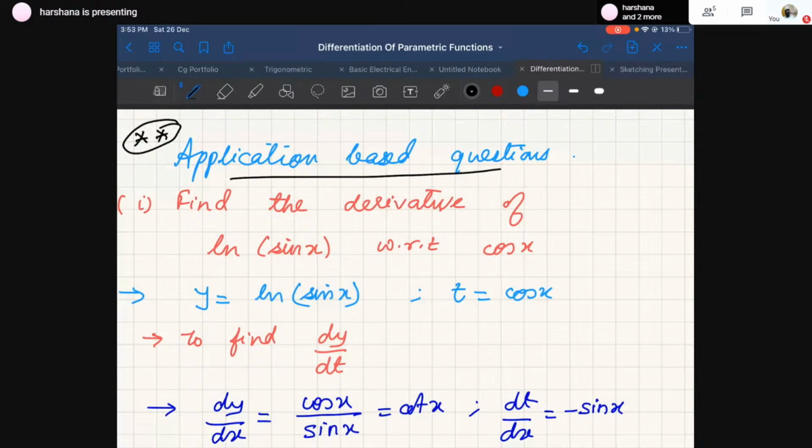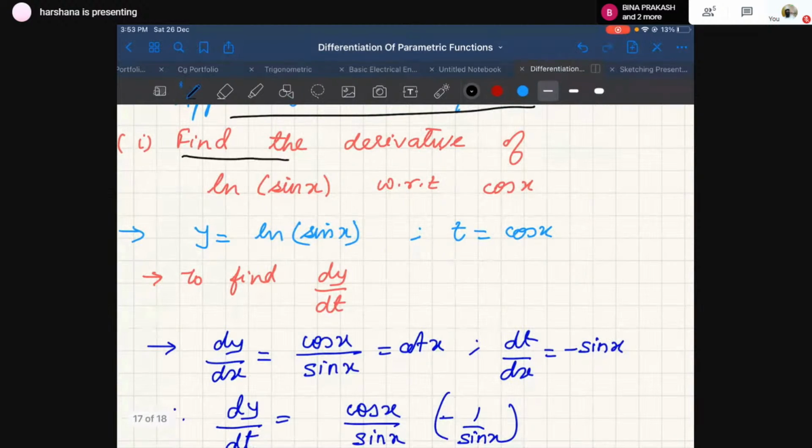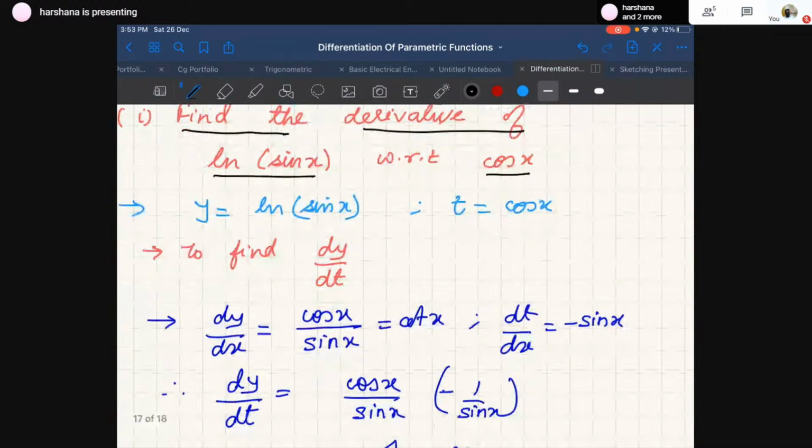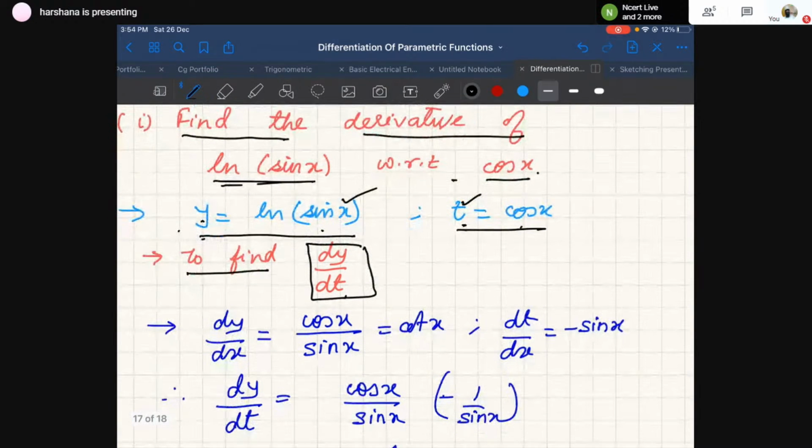Now, the next thing that we have is another very important thing, that is the application of this parametric form. What is the application of this question? You'll be getting a question like: find the derivative of log of sin x with respect to cos x. So here we can make use of the parametric form. We can take y as log sin x and t as cos x. What does the question say? Differentiate y with respect to t, so you are supposed to find dy on dt. The expression now is connecting y and t, not x. Keep this in mind because this is an application of the parametric form.